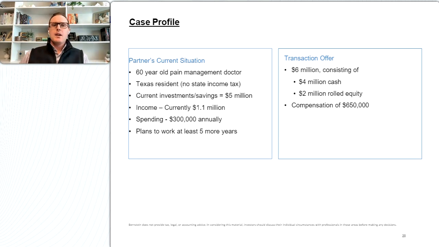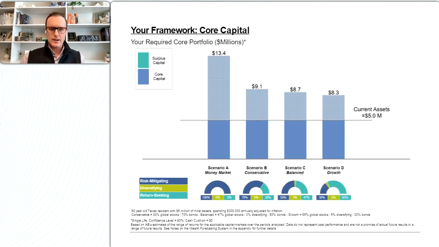For evaluating that transaction, it was an aggregate amount of $6 million. $4 million was an upfront cash payment, and then there was a potential for $2 million rolled equity going forward, with the kicker being that there was a severe reduction in compensation over the next few years. So we had to determine, if we put all these factors at play and the physician was going to accept a lot less compensation going forward, how would that affect their personal balance sheet? And how could that determine if they should go through with the deal or not?